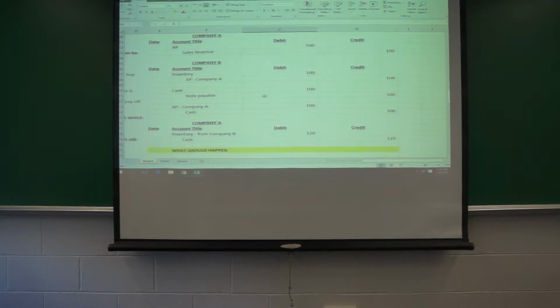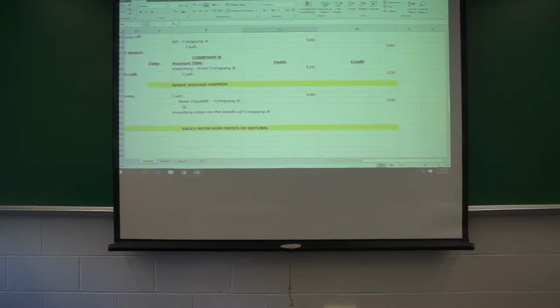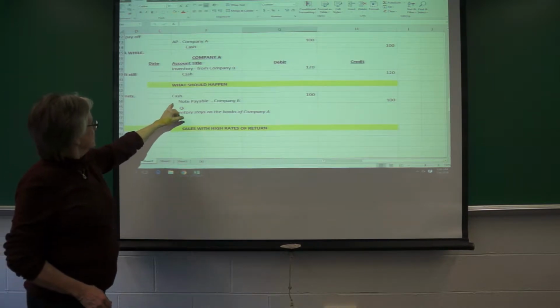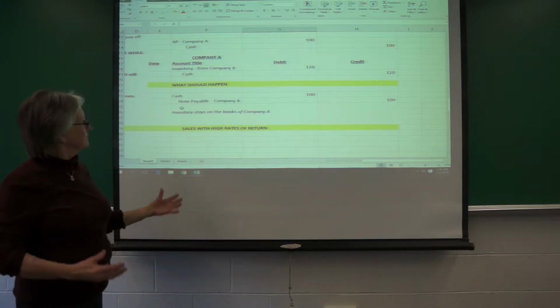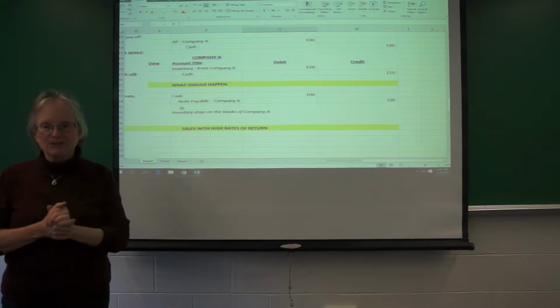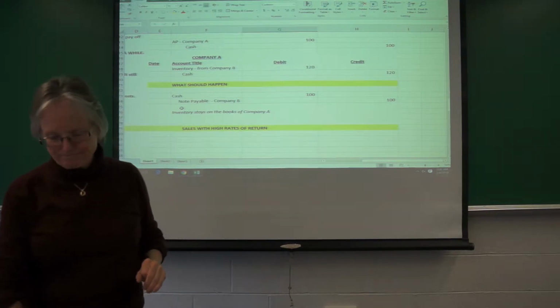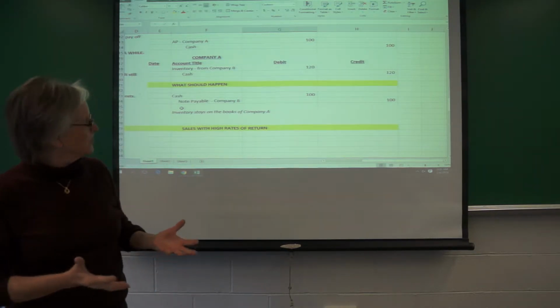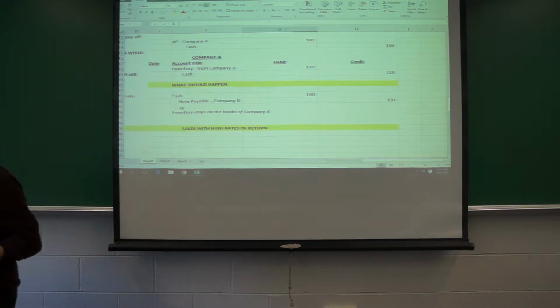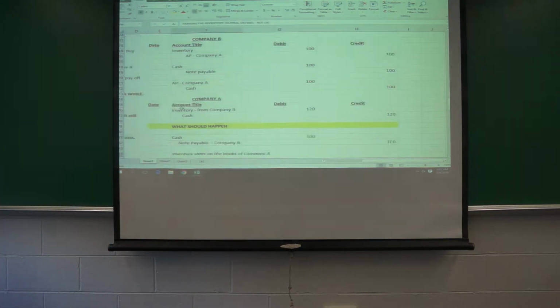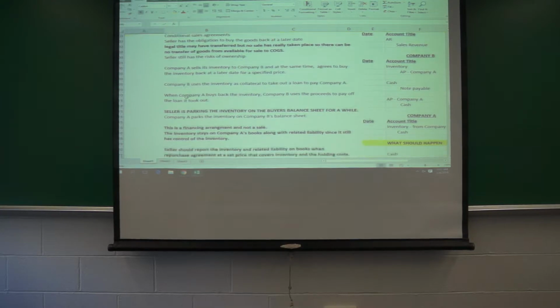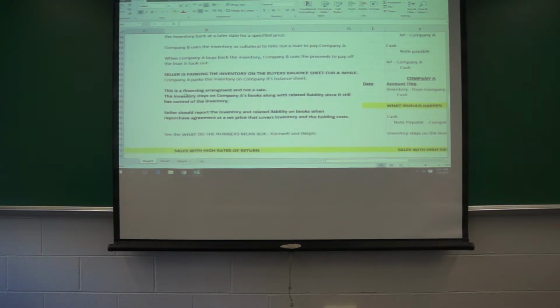What should happen is that company A just has cash and a note payable, okay? That's it. The inventory stays on company A's books, and it's really a financing agreement. Okay, so that's a special sales agreement. Not a sale, inventory stays on the books.